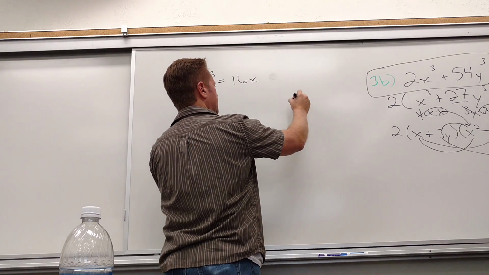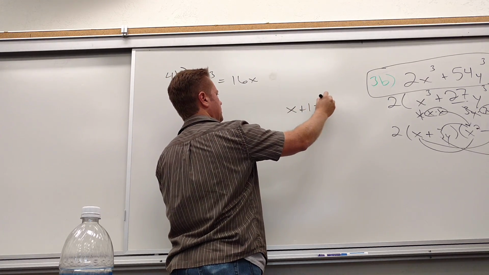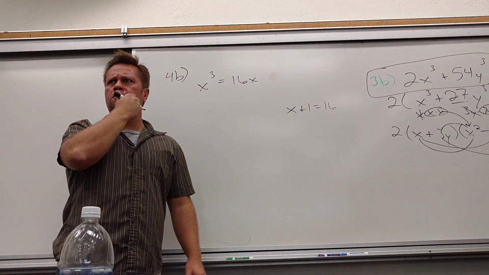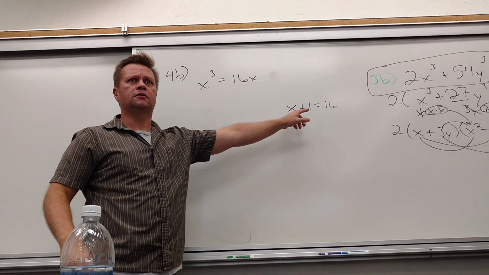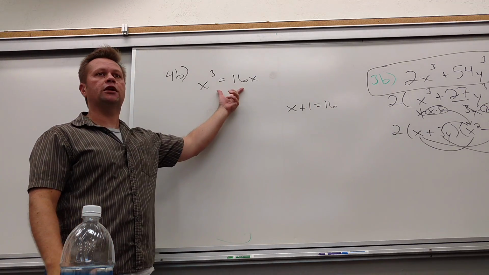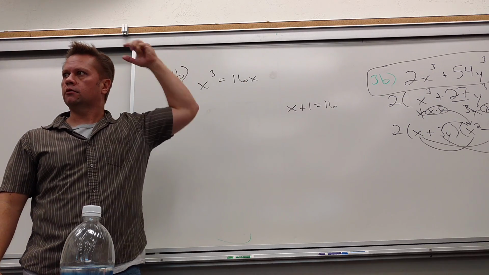If this was x plus 1 equals 16, would I subtract 16 to make this side 0? How would I solve this? Subtract 1 and be done with it, right? So why do I have to do something weird here? Because I got a higher power than 1 on something. That's why.